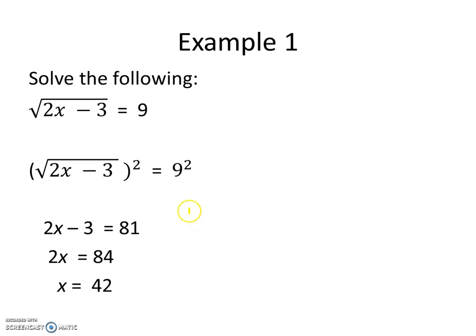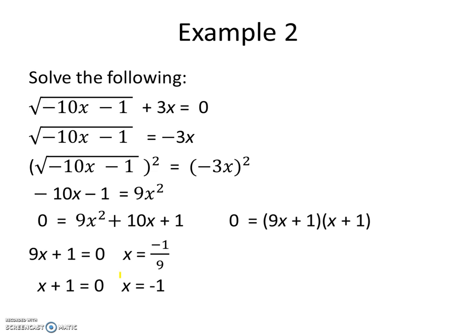The first step is to square both sides, and we find that 2x minus 3 equals 81. Adding 3 to both sides of the equation, 2x equals 84. And then dividing both sides by 2, we find that x equals 42.